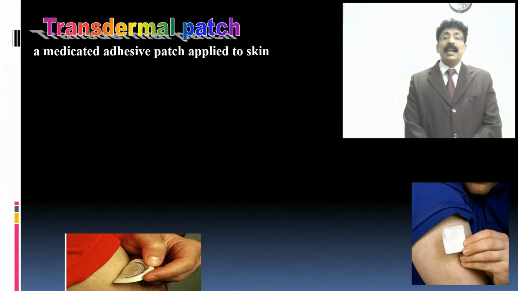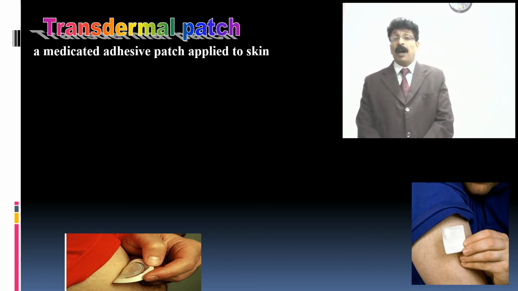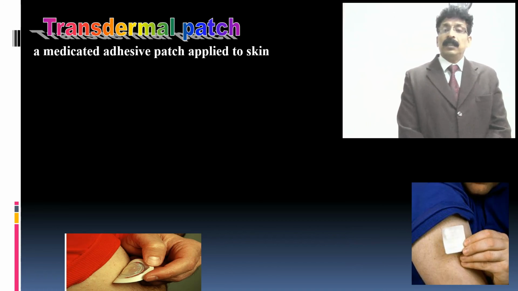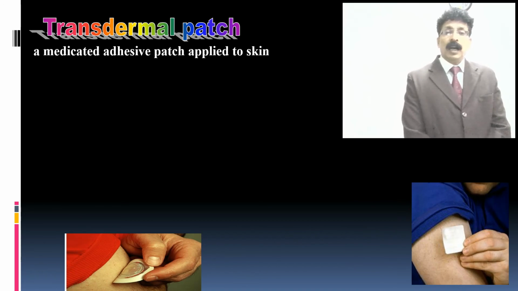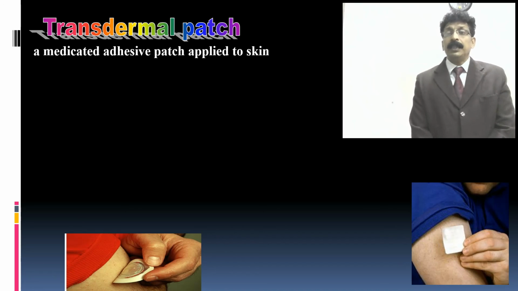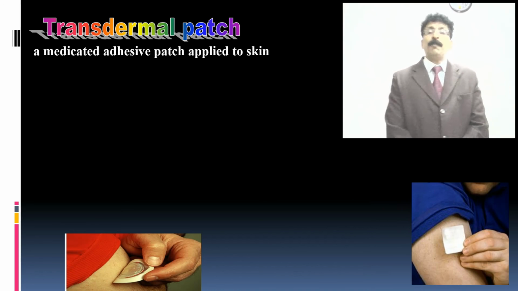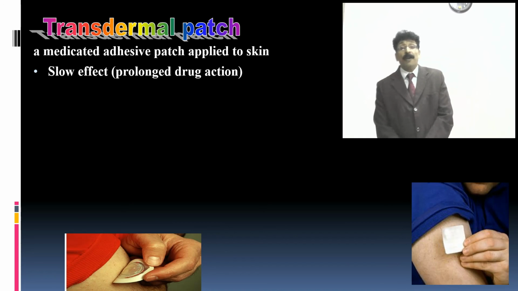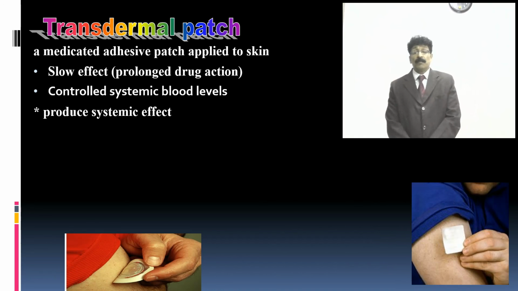Transdermal patches are a novel, advanced drug delivery system nowadays, which can be pasted on the skin, as shown in the picture, on the arm. It can be applied very easily, so that the drug will be easily absorbed into the bloodstream through the skin. A medicated adhesive patch is applied to the skin. Slow effect, prolonged drug action, controlled blood levels, producing a systemic effect.